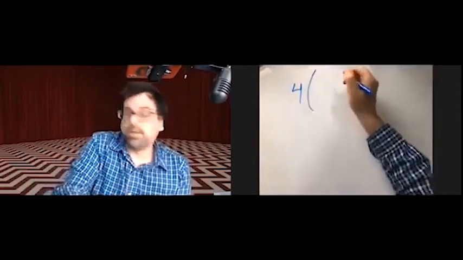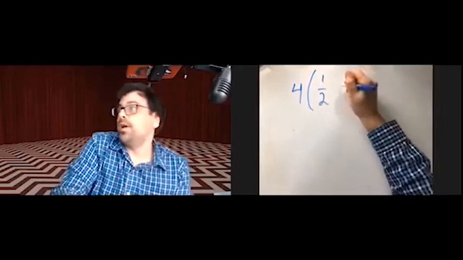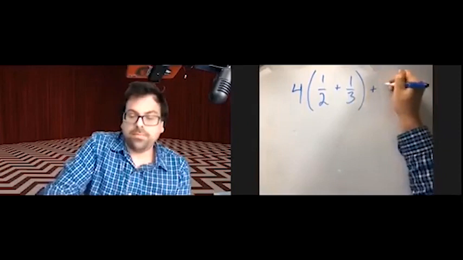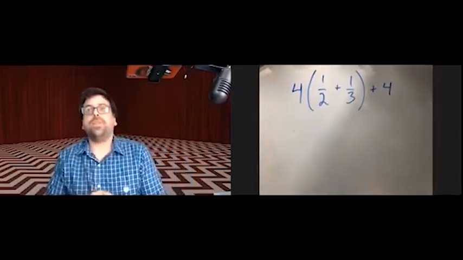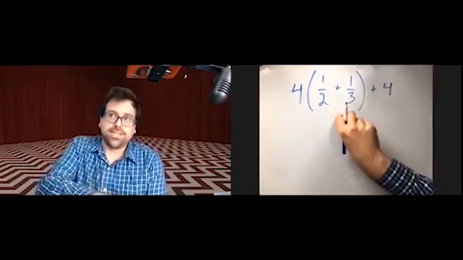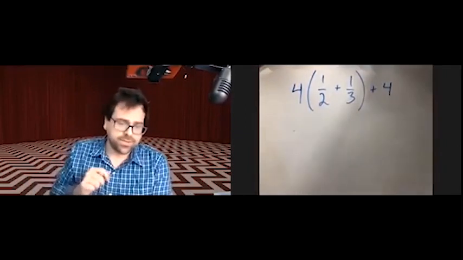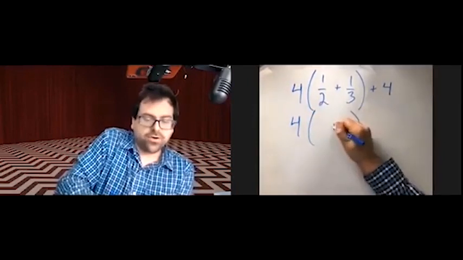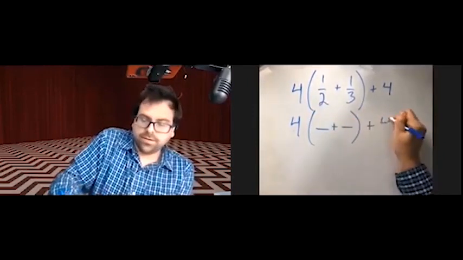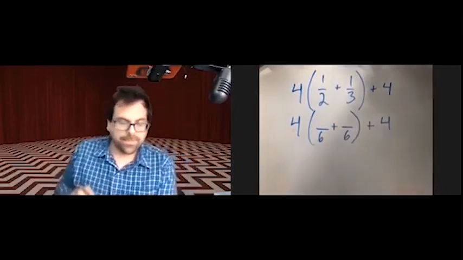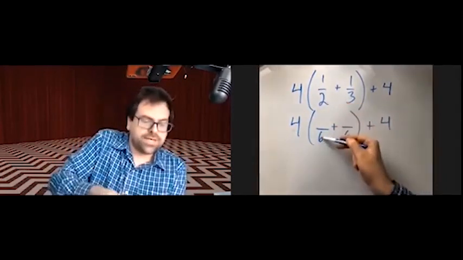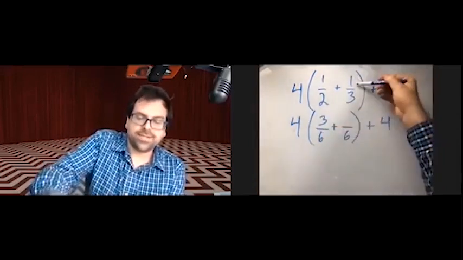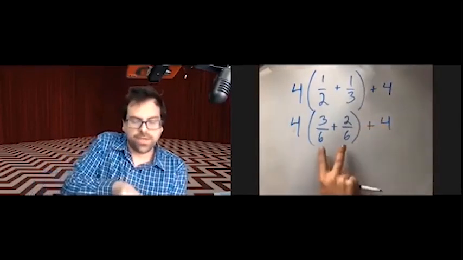Next up, 4 times, in parentheses, 1/2 plus 1/3, plus 4. Order of operations says work inside the parentheses first. 1/2 plus 1/3 needs a common denominator. That's going to be 6. 2 times 3 is 6. 1 times 3 is 3. 3 times 2 is 6. 1 times 2 is 2.